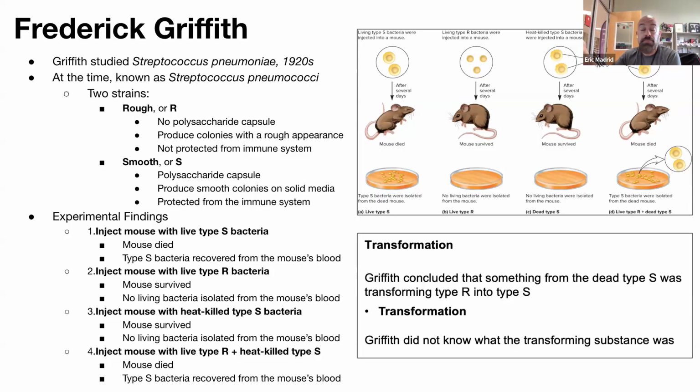And remember, this is a bacterium. That's why it has those names: the culture itself will look either rough or smooth when it's grown out on a plate. And the smooth one is the one that is virulent, that will kill the mouse. Okay, so that's what these first two experiments are.